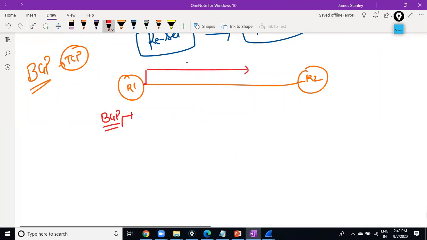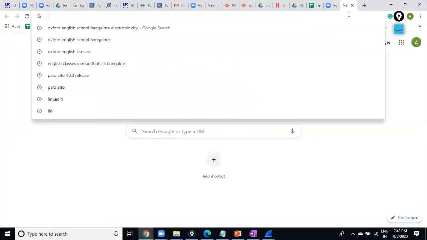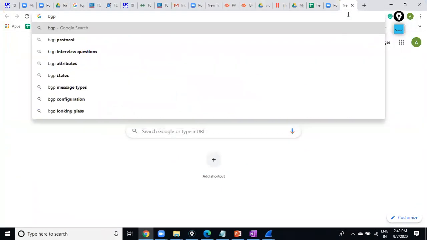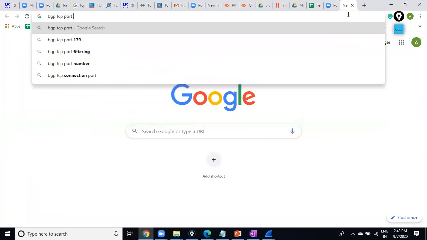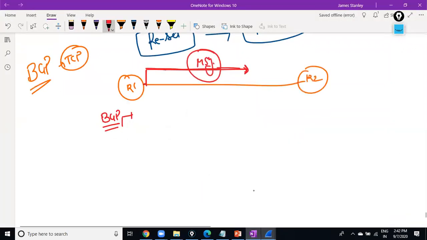Immediately this guy will send some type of messages just to form the neighborship. Now I have to form the neighborship. I think some open messages are there, I don't remember in BGP. There are specific messages which we use to form the neighborship. I think that is some open message. Immediately this guy will send that particular message over there. One second, BGP port number, let me find out. BGP port 179. BGP always uses TCP port 179.